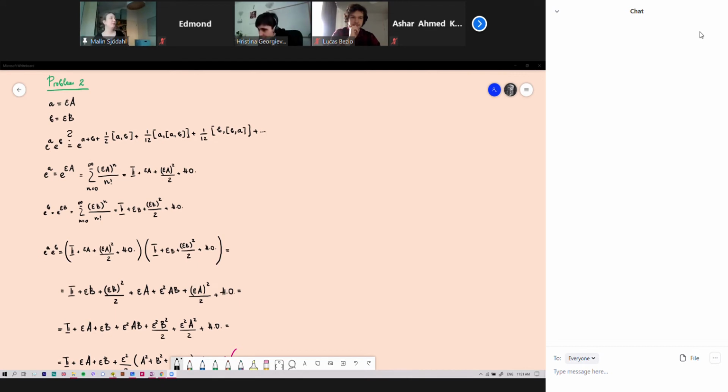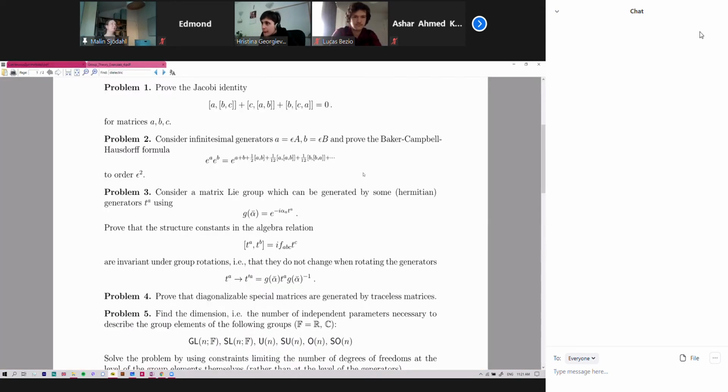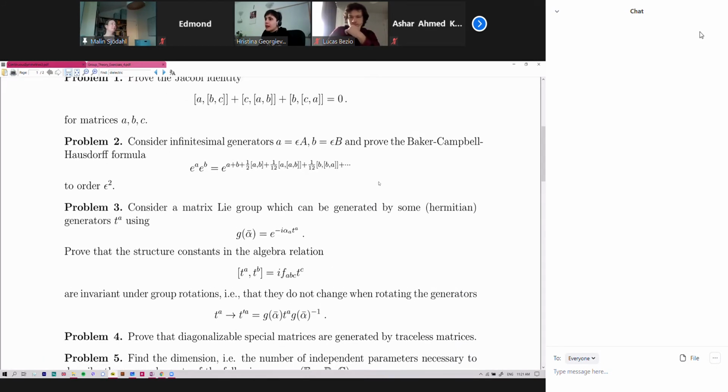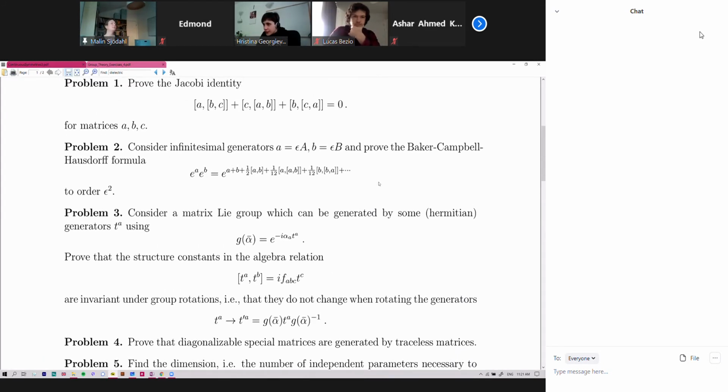So I think it's good if you present the solution in some detail, so that people can try to follow the steps. Yeah. Let's first start with defining the problem as well. So you see the PDF, right? Yes, we can see the PDF. Okay, perfect. So the problem is to prove the Baker-Campbell-Hausdorff formula, which looks like this. And we need to consider infinitesimal generators of the form epsilon A and epsilon B, and we only need to prove this to order epsilon squared. So this makes things a lot easier.